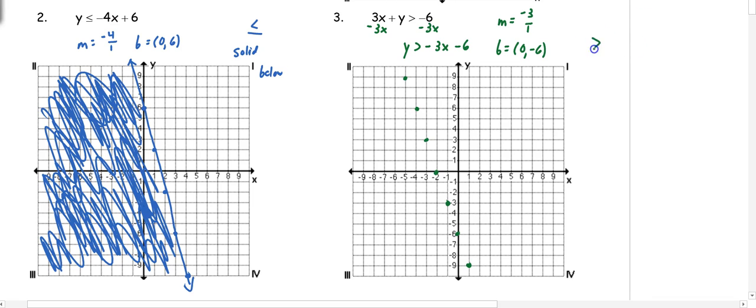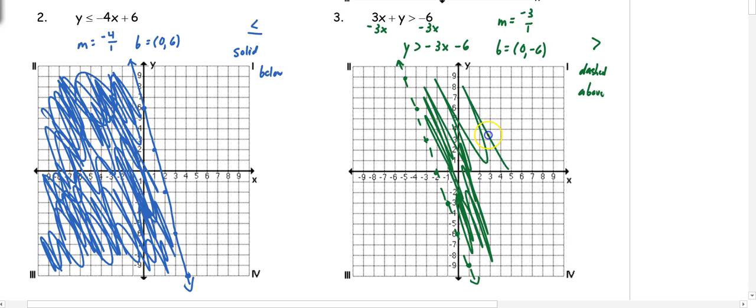Then, because it's a greater than symbol, it's going to be a dashed line. I'm going to connect it with a dashed line. And then because it's greater, we are going to shade above our line. So this whole half that's above the line is going to be shaded.